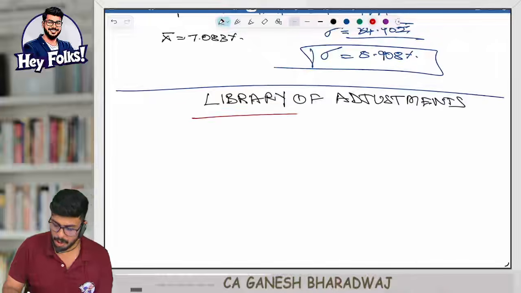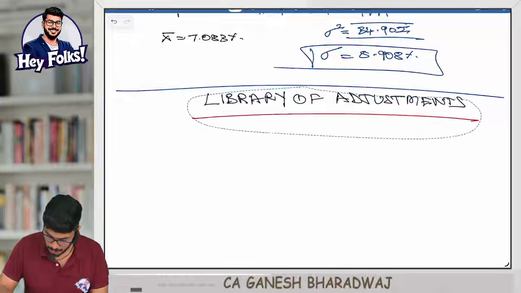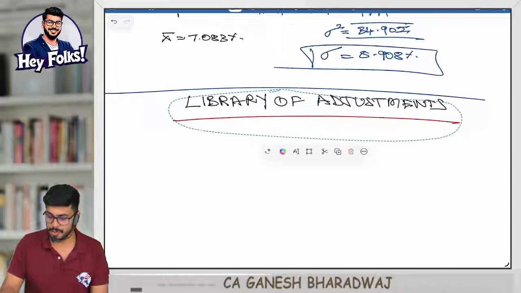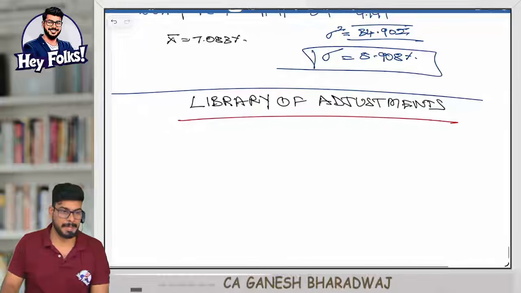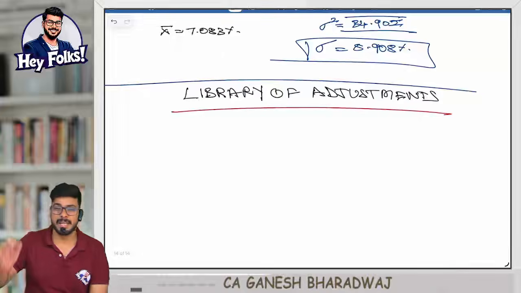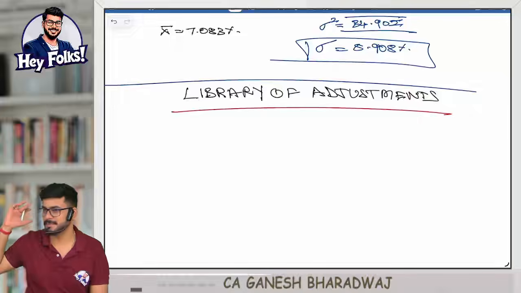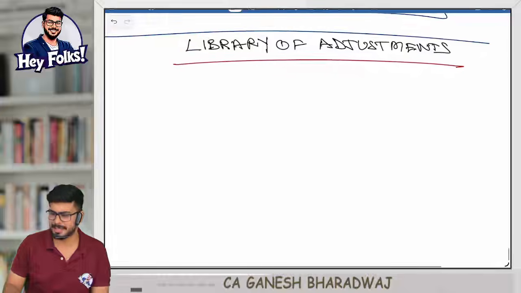For those who have already attended my CA Inter lectures, you must already be used to this. But for those who are new to me, let me tell you what this is. This is the wealth that you accumulate over the span of watching our lectures. What is this Library of Adjustment?